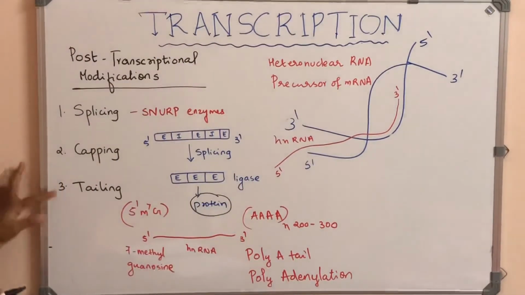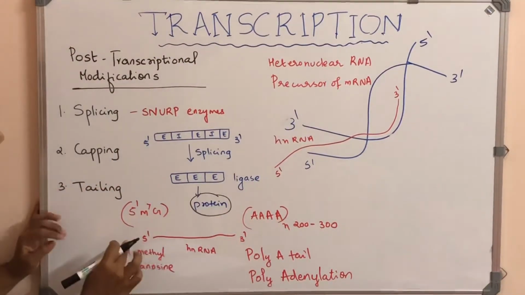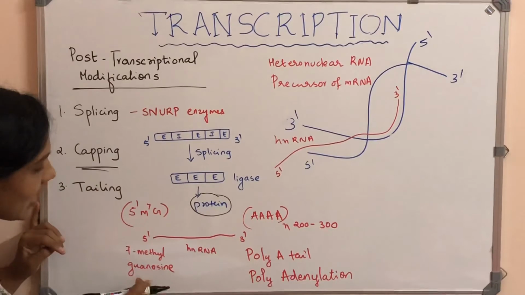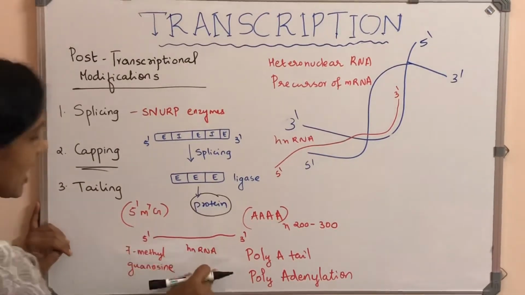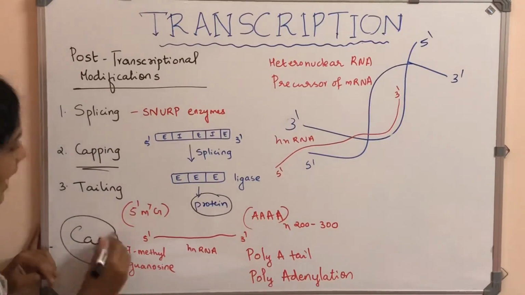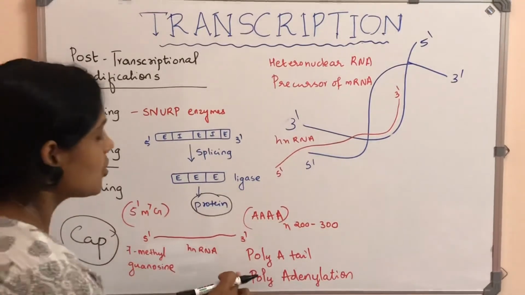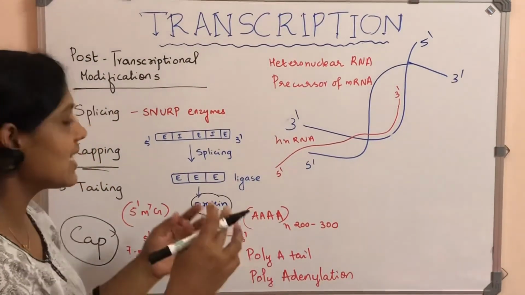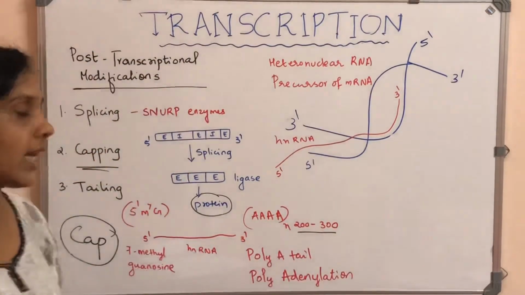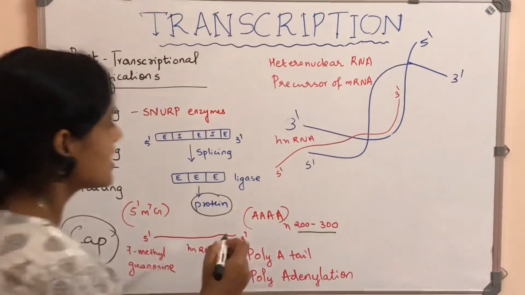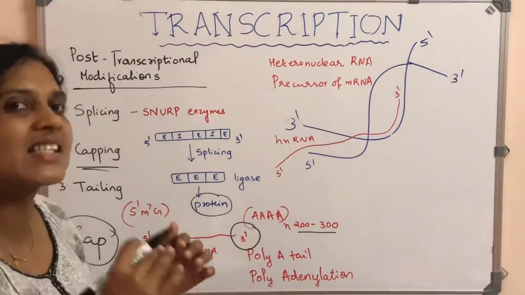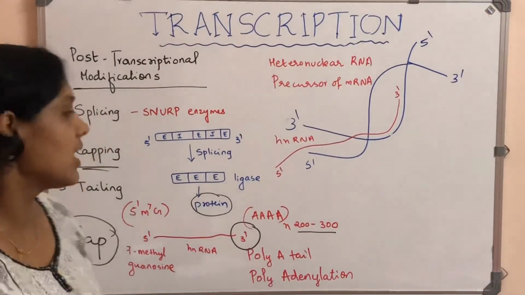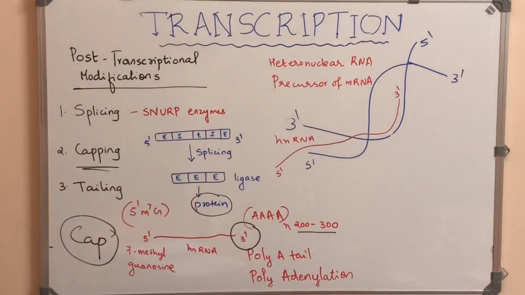Second one is capping and tailing. We have hnRNA. Capping takes place at the 5' end. We add 7-methyl guanosine to the 5' end of hnRNA. That is the cap. Towards the 3' end, we add many adenine molecules, nearly 200 to 300 adenine molecules, as the 3' tail. It is known as tailing, the poly-A tail, or polyadenylation.